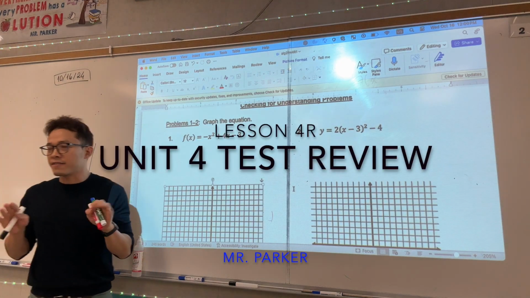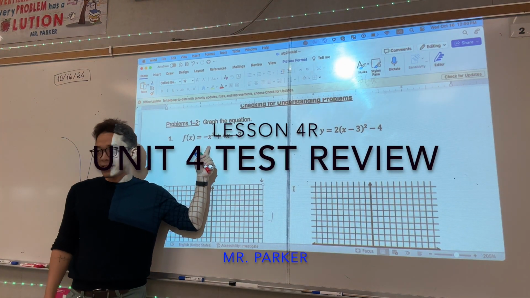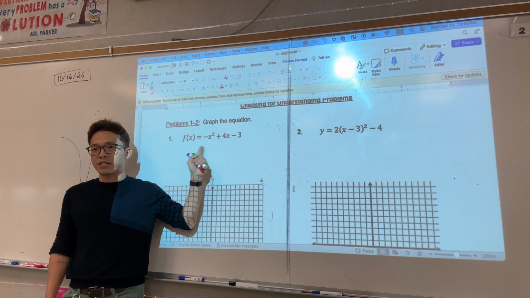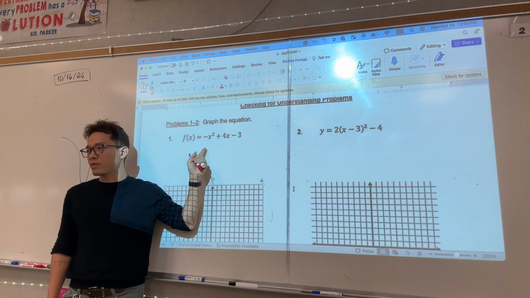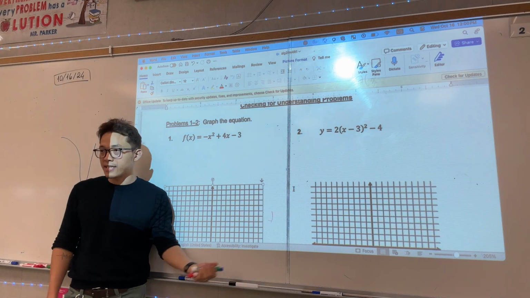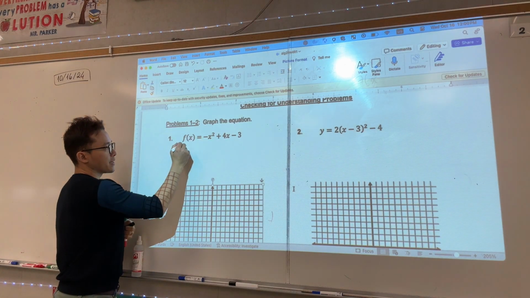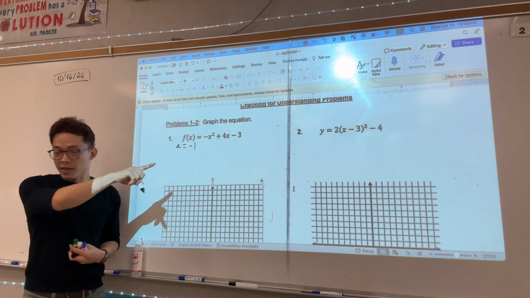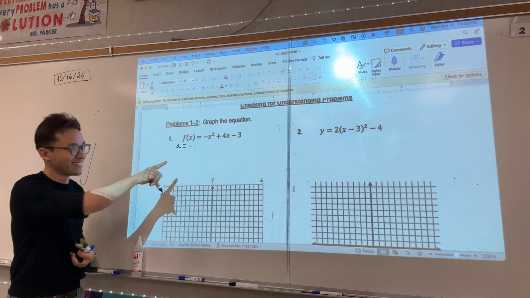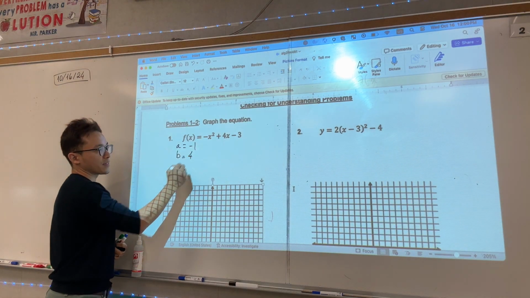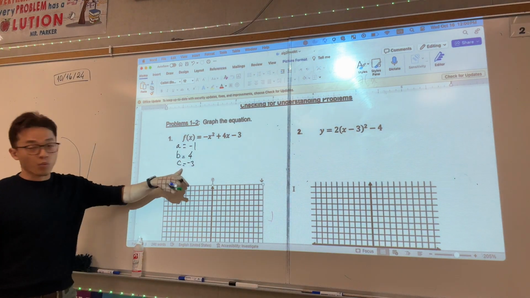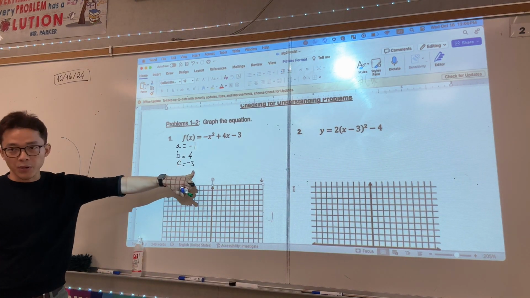All right, first thing first. What form is this? Standard form. What letter for the standard form? I mean, A, H, K, or A, B, C? A, B, C, right? What is A here? Negative 1. You make a mistake right away. See? B is 4. C, normally we don't need the C, but just write down, just in case. That's the y-intercept, okay? So C is negative 3.